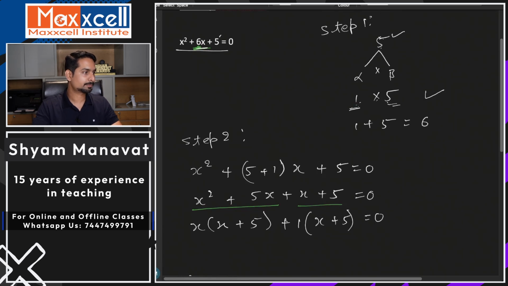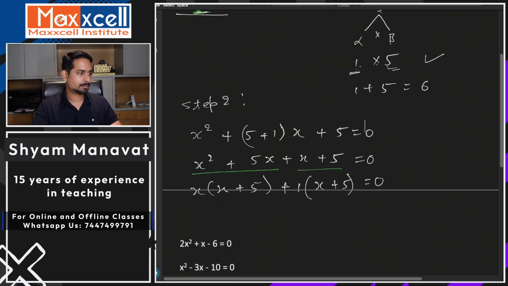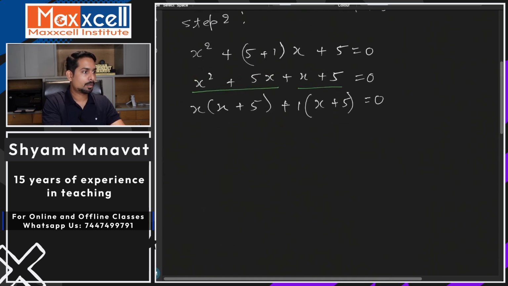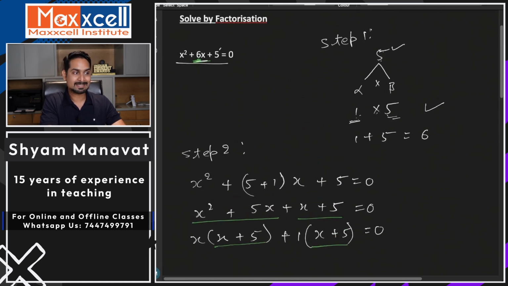What do you need to check? You need to check, after taking common, are you getting the same brackets? If not, again this is a red flag. You are going somewhere wrong. Then you have to go back to step number 1 and try with some other numbers.